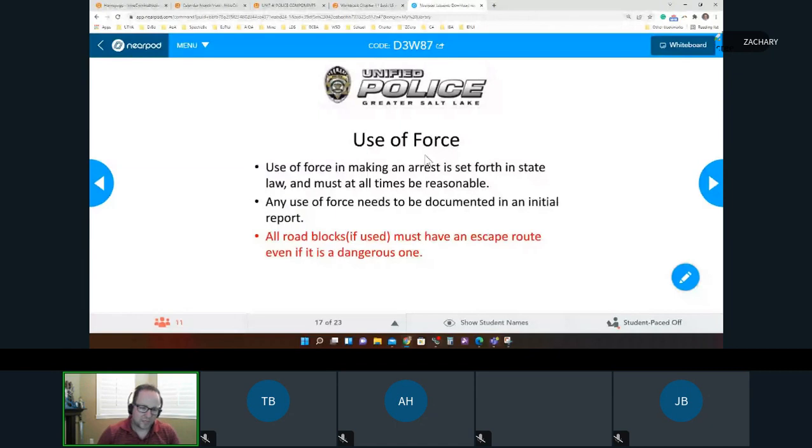Okay. Another thing they'll train you on is the use of force. The use of force in making an arrest is set forth in state law and must at all times be reasonable. We've seen with some arrests that they've been very scrutinized by the public for what they did, and the police officers were not being reasonable at the time, and that's why they got in trouble. Any use of force needs to be documented in the initial report, and all roadblocks, if used, must have an escape route, even if it's a dangerous one.